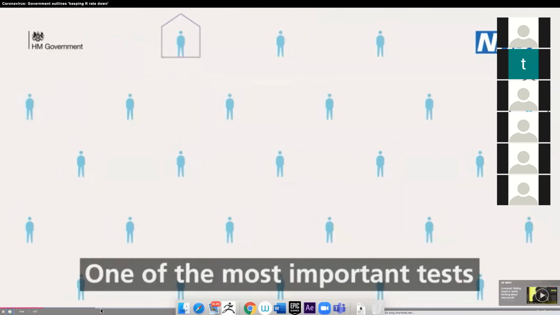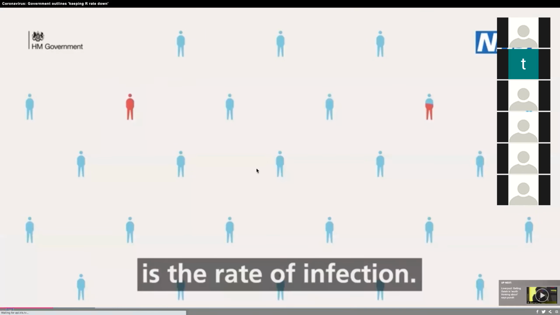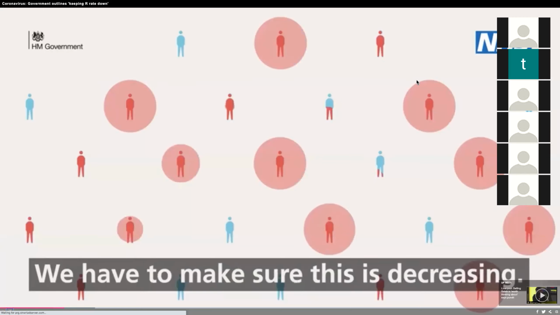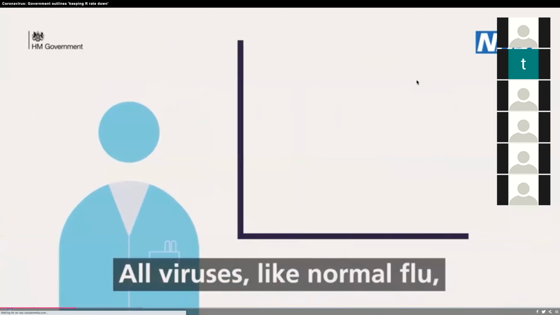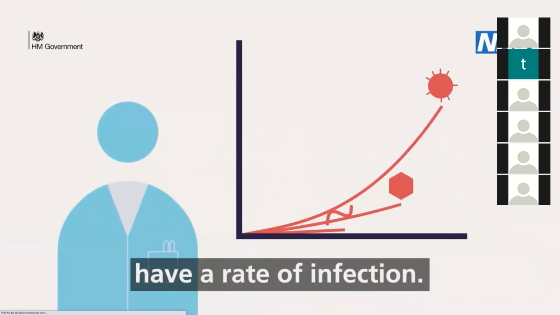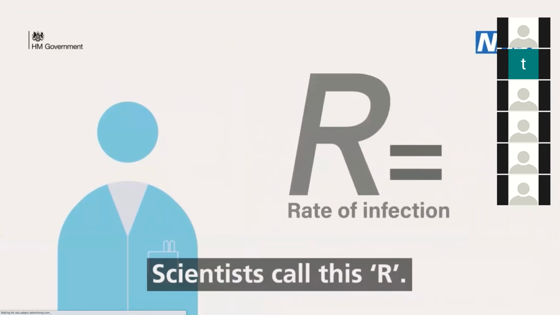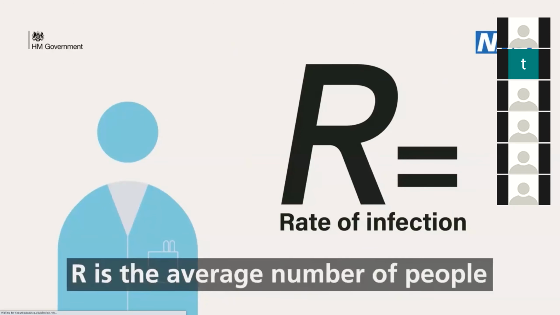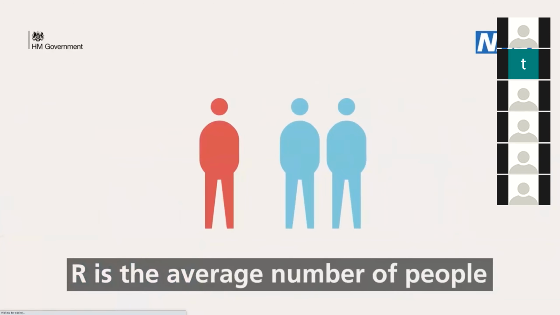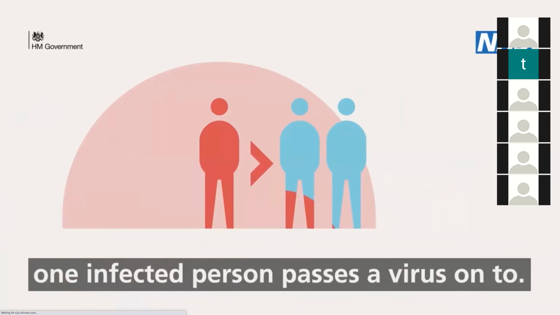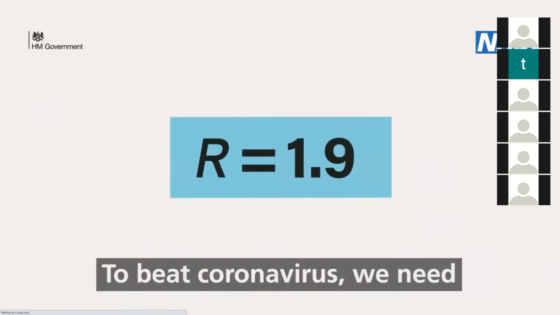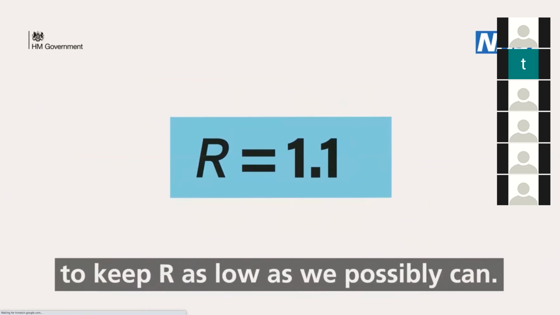One of the most important tests is the rate of infection. We have to make sure this is decreasing. All viruses, like normal flu, have a rate of infection. Scientists call this R. R is the average number of people one infected person passes a virus onto. To beat coronavirus, we need to keep R as low as we possibly can.